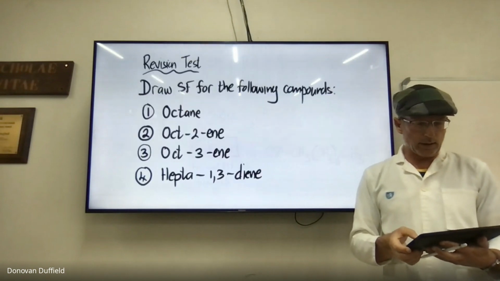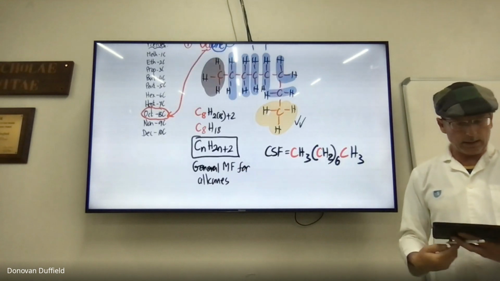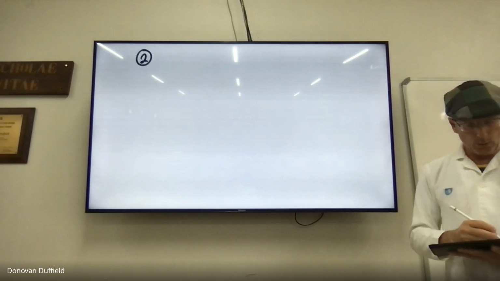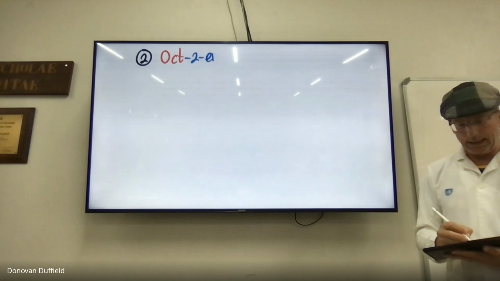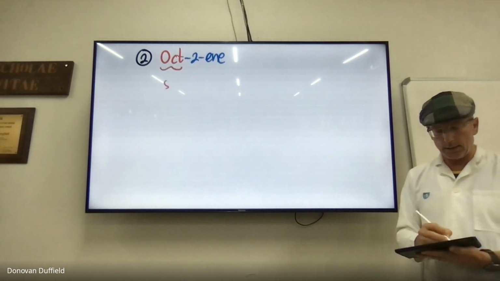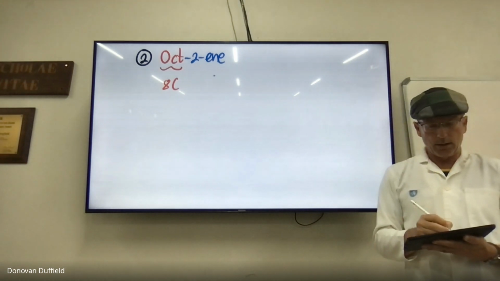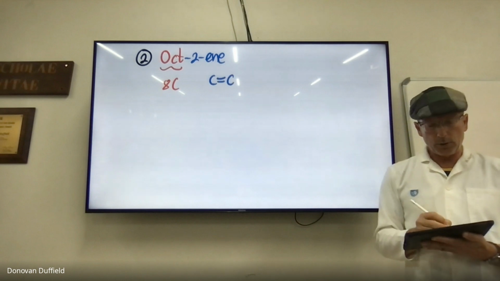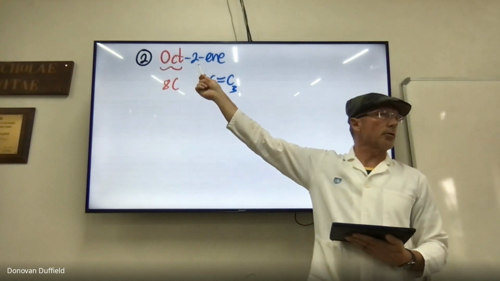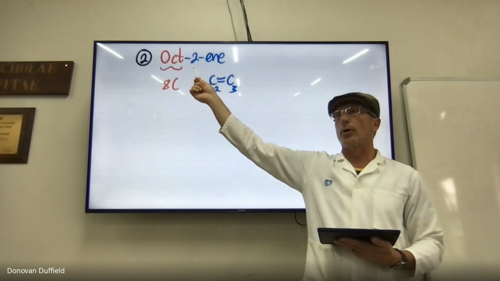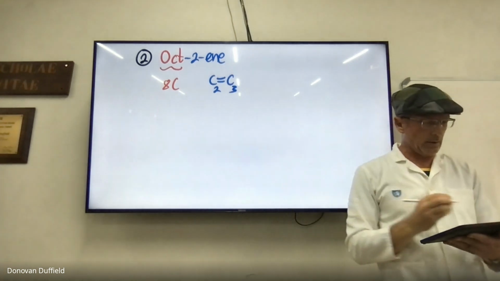All right, so the next one was oct-2-ene. Number 2 was oct-2-ene. The oct obviously tells us that there are 8 carbons. The 2-ene tells us that there is 1 double bond between carbon 2 and carbon 3. That 2 there is the descriptor of where the double bond sits in the backbone, between carbon 2 and carbon 3.